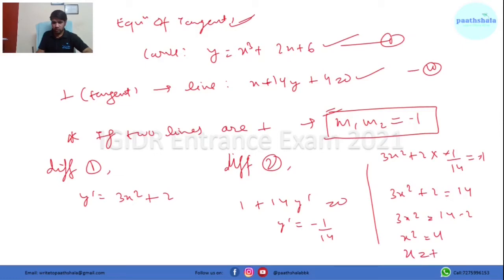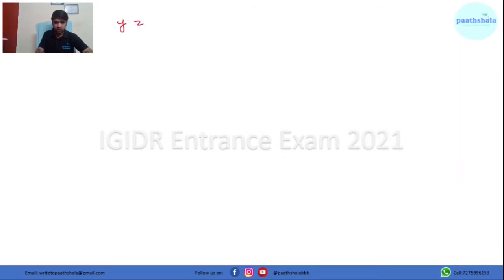So x will come out to be plus or minus 2. Now to find out the value of y, we have to put this point on this curve. So this will be y equals x cube plus 2x plus 6. Here we are going to put the value of 2, so we are going to get two values of y.